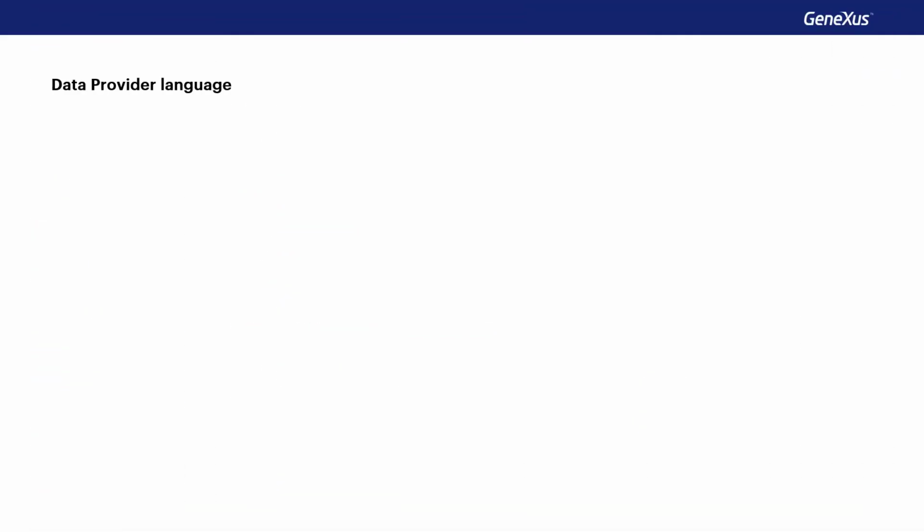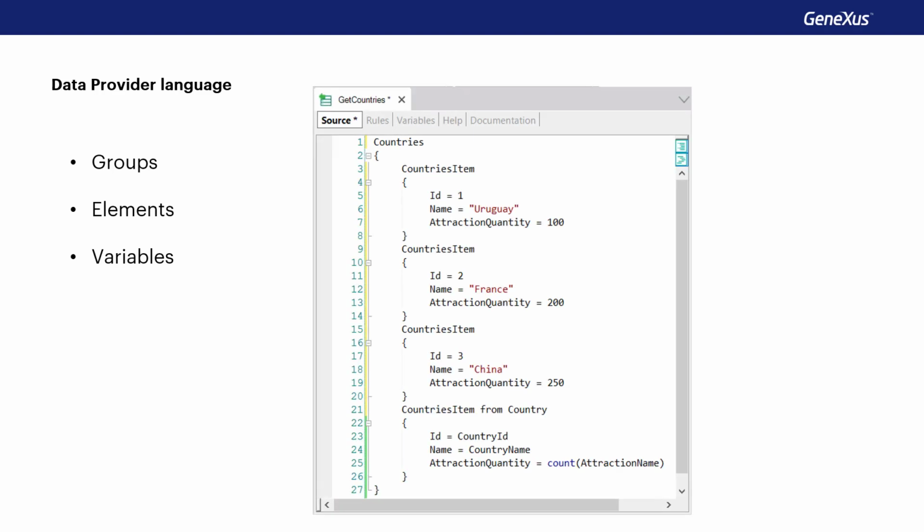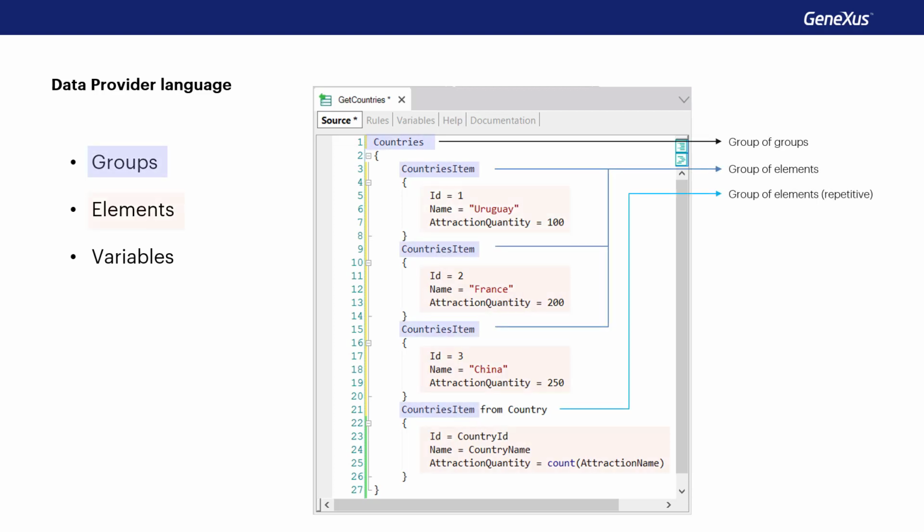We'll now look at the main components of a data provider's source language. We'll have groups, elements, and we can also use variables. The elements are analogous to the members of an STT. If we think of the hierarchy as a tree, groups are its branches, and elements are its leaves. That is, groups are compound elements. They can be made up of other groups and/or elements.